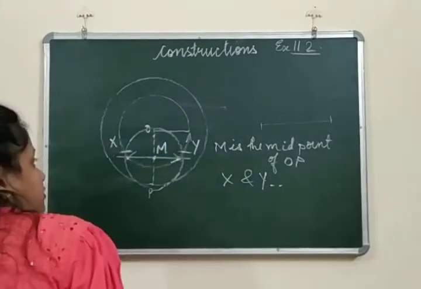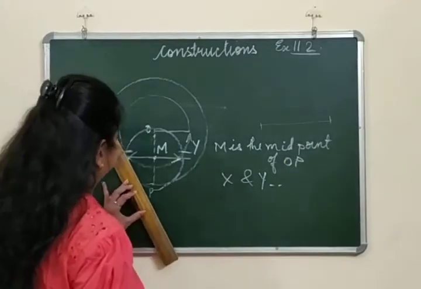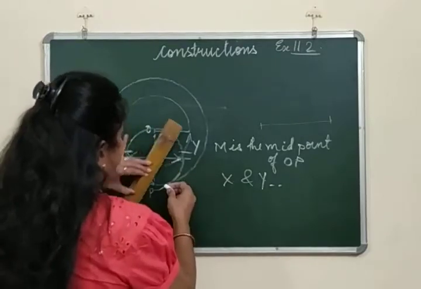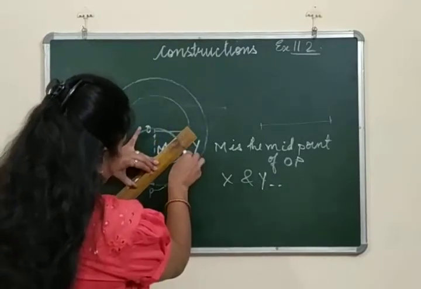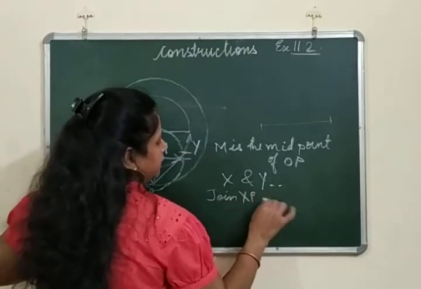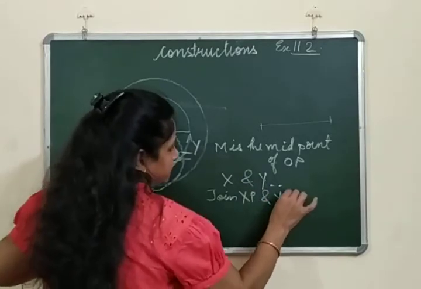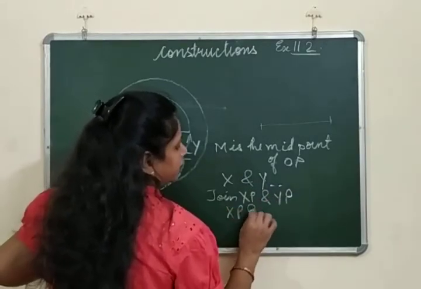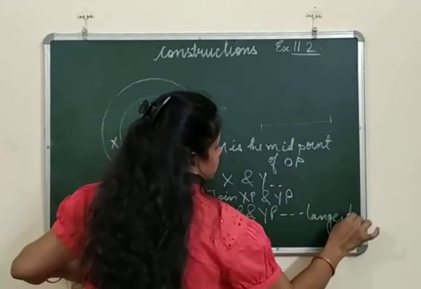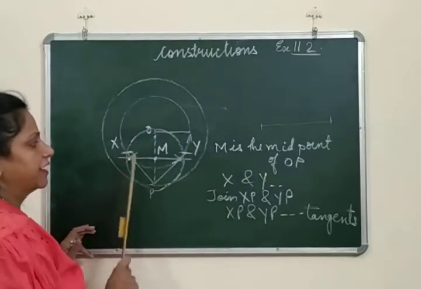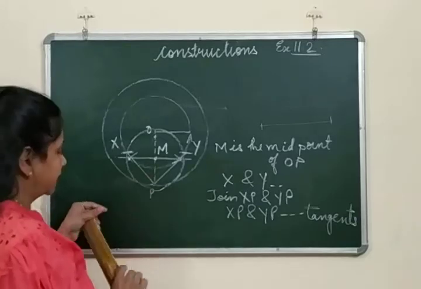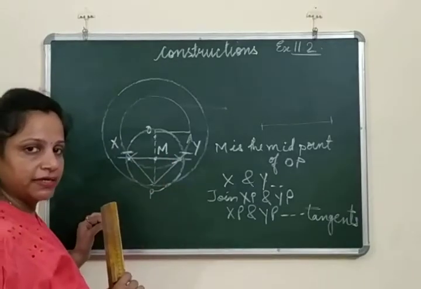Now join XP and XY. Join XP and XY. Join XP and YP. And XP and YP are your tangents. Right? XP and YP will be your tangents. If you wish, you can measure the length of these tangents. They will be the same. Right?